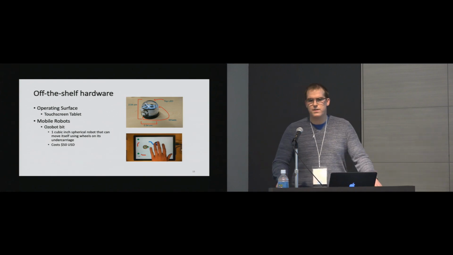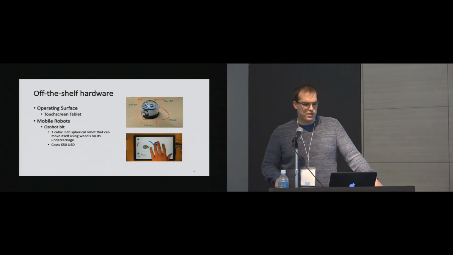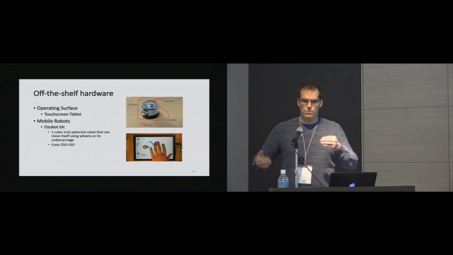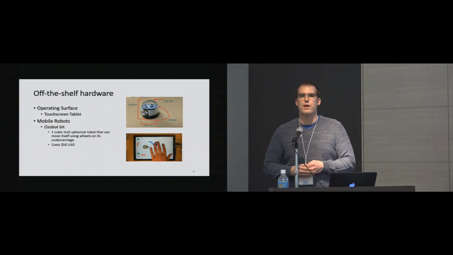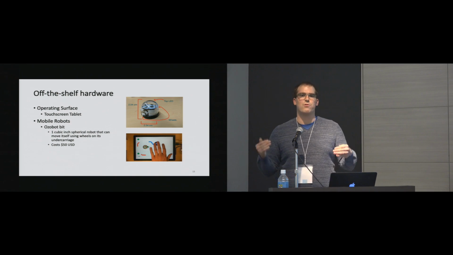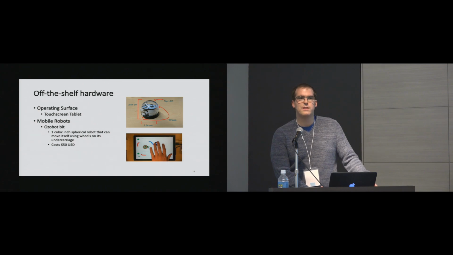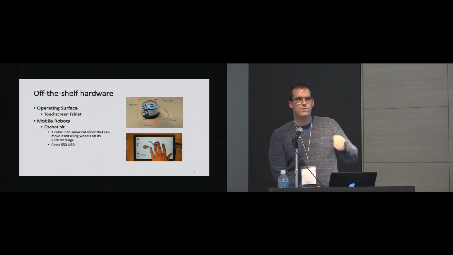An emphasis and a priority for us during this entire project is to use off-the-shelf hardware. Really what this means for people with vision impairments is that they can immediately start using these types of setups and systems using just consumer-grade materials, without having to learn how to program a robot or construct a robot. For this work, we used a touchscreen tablet, the Microsoft Surface, and the Ozobot Bit, which is a $50 spherical robot with two wheels on its undercarriage.